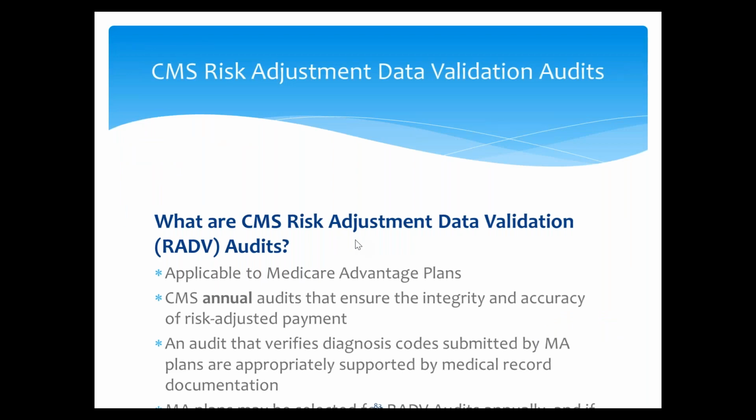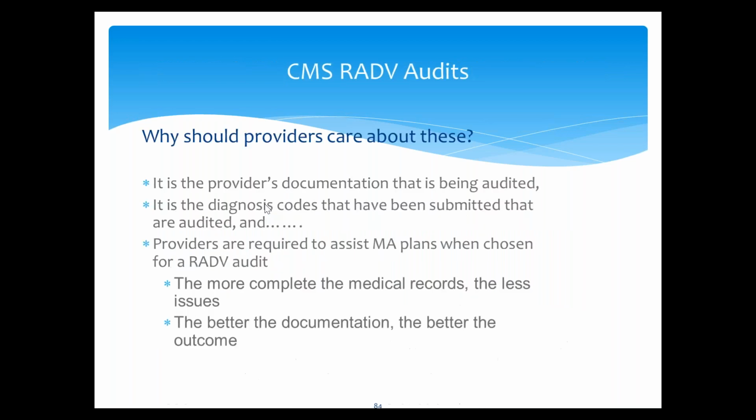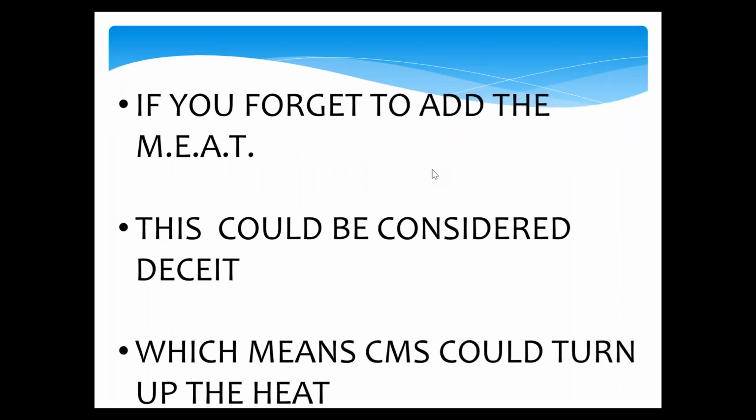The last thing I want to go over is the CMS audit process, because if you do anything with Medicare Advantage, they do these audits. These audits verify your diagnosis codes, and they're selected at random. And you as a provider are subject to these audits. So if you haven't documented it, and you've coded it, then you've actually given the MA plan some misleading information, and they can get fined for that. So that's why it's imperative that you follow those documentation guidelines.